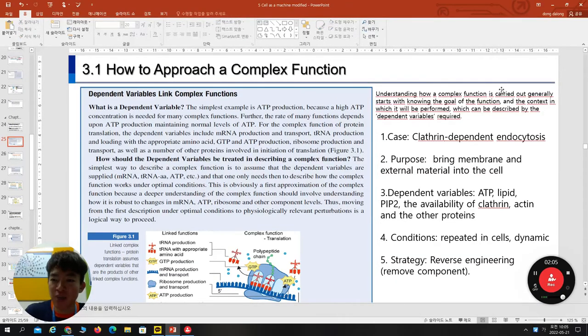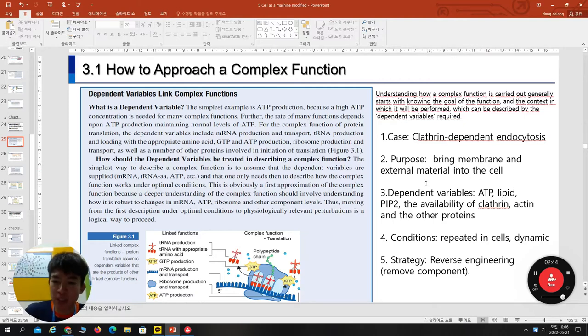Understanding how a complex function is carried out generally starts with knowing the goal of the function and the context in which it will be performed, which can be described by the dependent variables required. Let's say you have clathrin-independent endocytosis. This is your case. You want to understand how it behaves. So what is the purpose of this endocytosis? The purpose is to bring membrane and external material into the cell. Okay? And that is their purpose.